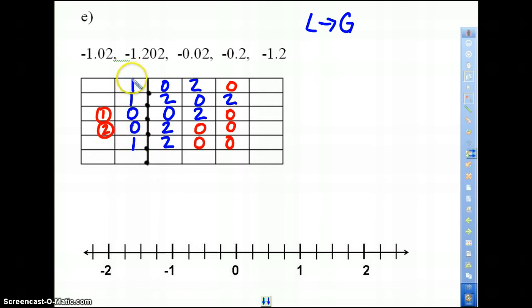Okay, let's go back now and look at our ones. These are all ones. We're going to come over and look here. And in this column, this 0 is the smallest. So that's the third smallest.